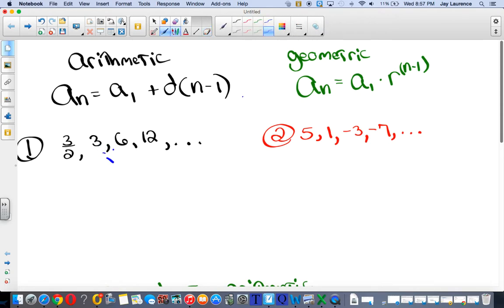Well, I know that 3 times 2 is 6. Is 6 times 2 12? It sure is. If 3 over 2 times 2 is 3, then I have a geometric sequence.